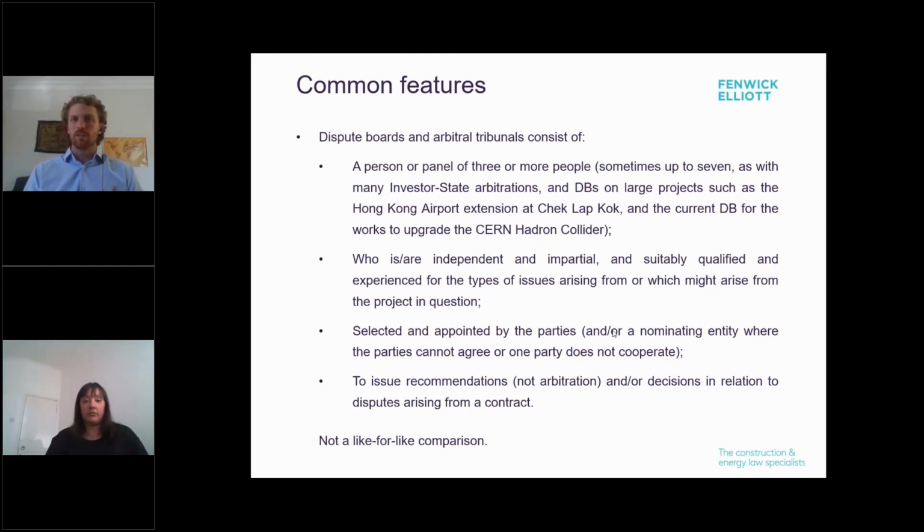Now, DBs and arbitration are not a like-for-like comparison. They fulfill different roles, and both mechanisms are commonly included as part of the same dispute resolution procedure. However, as the two leading ADR mechanisms in construction contracts globally, there are interesting comparisons to be made as to how they are both implemented practically and how they are being used and developing today. Sana?